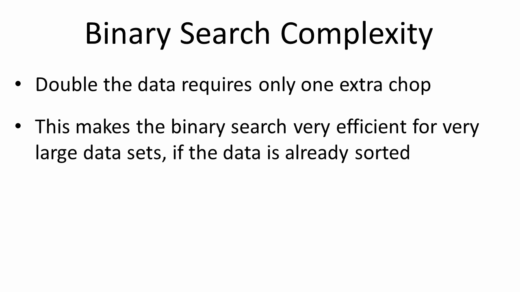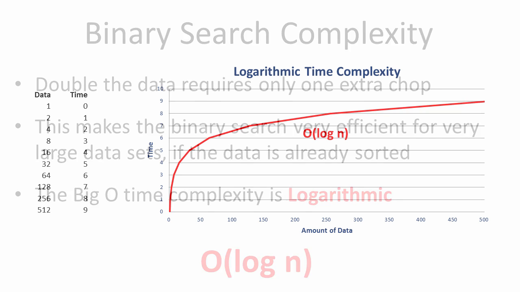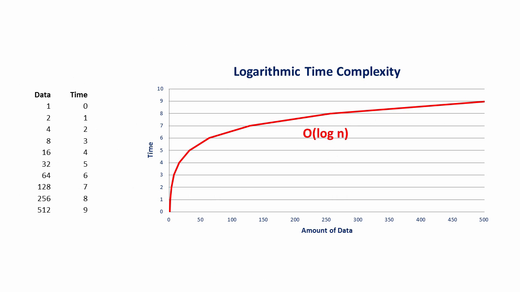This makes the binary search very efficient for very large data sets, if the data is already sorted. The big O time complexity then is logarithmic, and we write O brackets log n. And what we're seeing here then is the classic chart for any algorithm which has logarithmic time complexity.